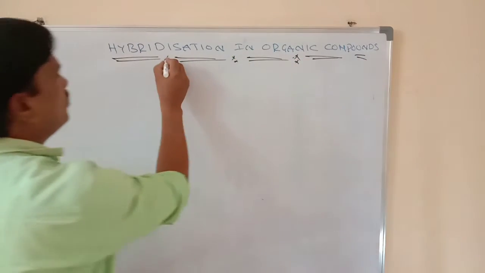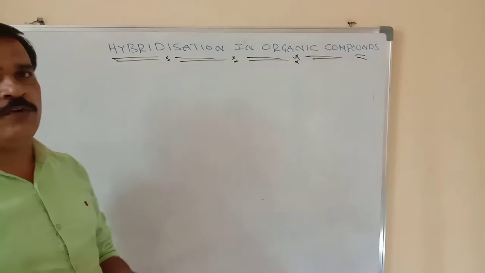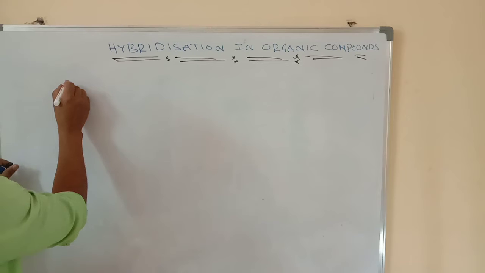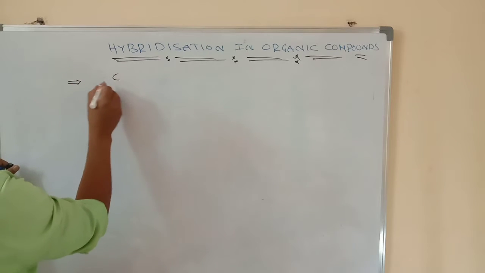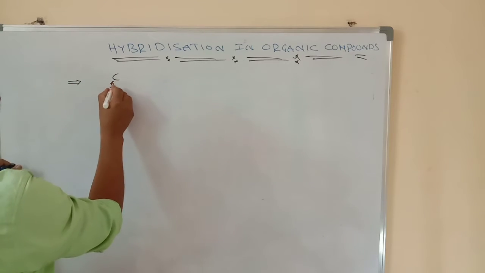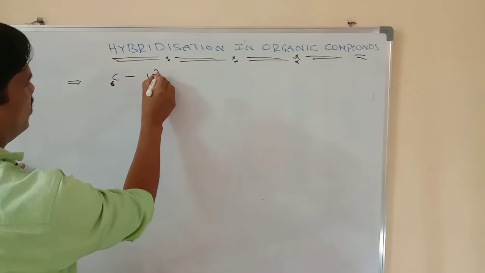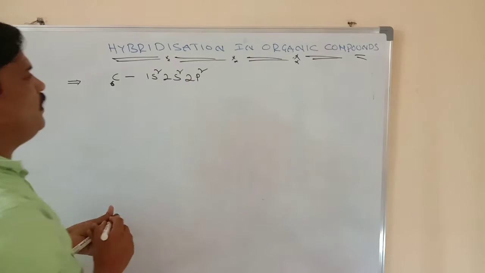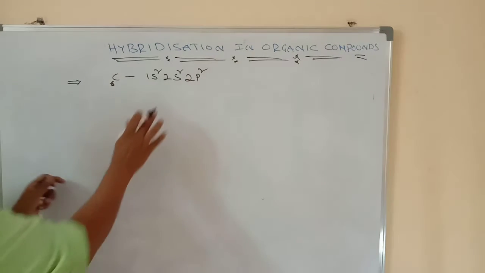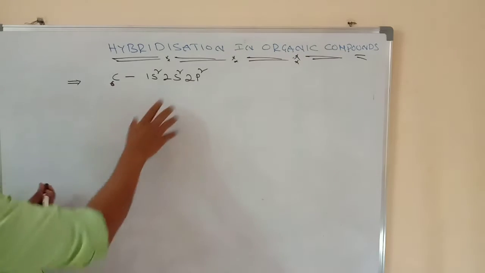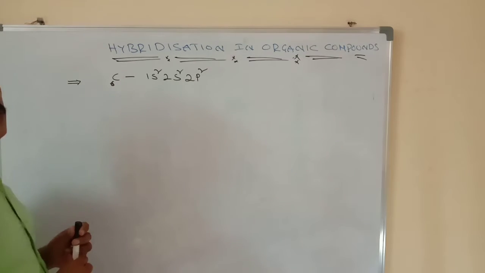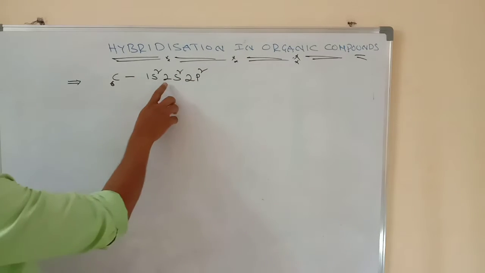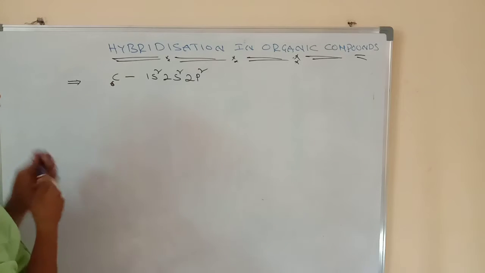Organic compounds means carbon containing compounds are known as organic compounds. Generally, carbon's atomic number is 6. Its electronic configuration is 1s2, 2s2, 2p2. This is the general electronic configuration. 2s2, 2p2 is the outer shell orbital. The number of electrons in the outer shell is only 4. So generally only s orbital and p orbital are there in the outer shell.